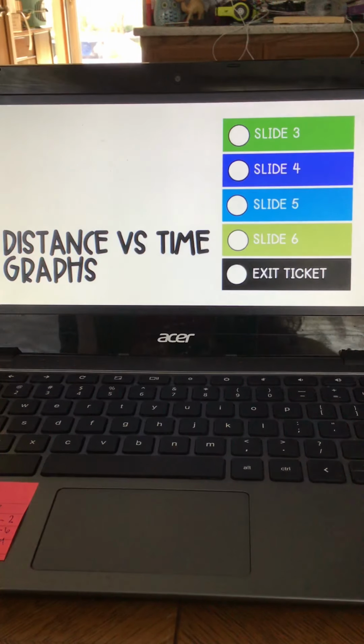All right, here's a quick overview for slide number 7. This is the last one for this week. We're only doing 3 this week. And looking at distance versus time graphs.